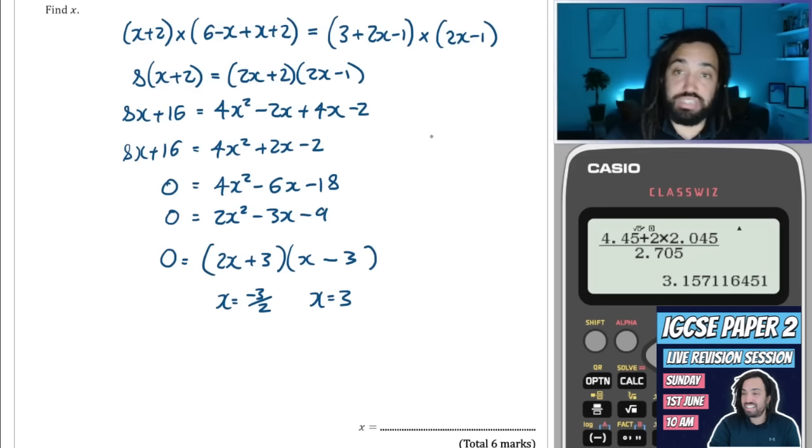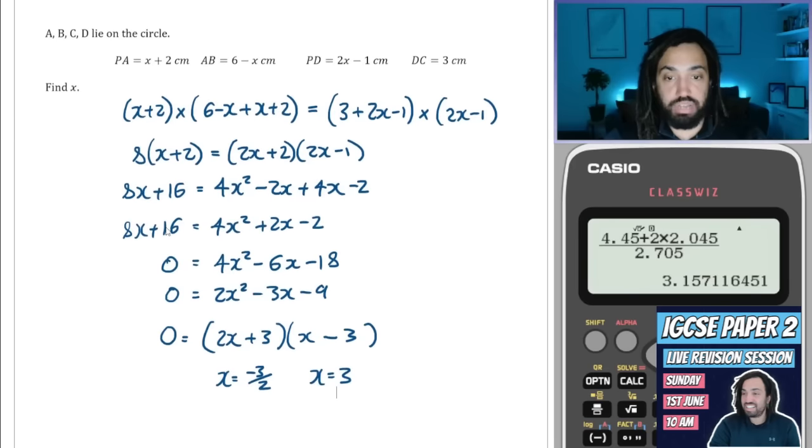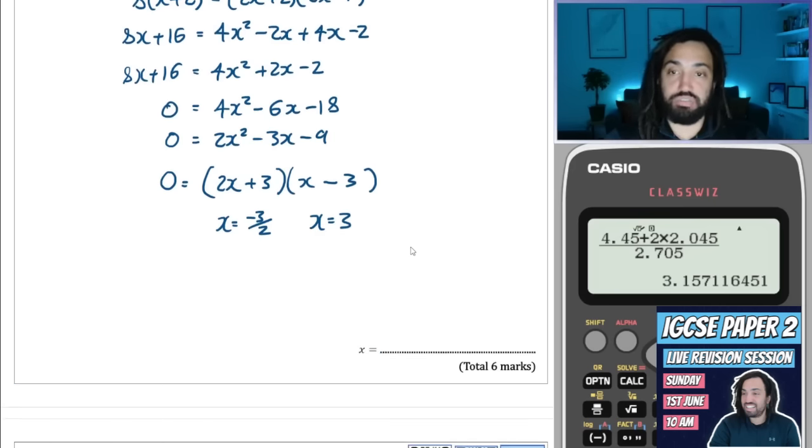Now we've got that non-negativity constraint as well. All of these distances must be greater than 0. So that means that we can't have minus 3 over 2, because then this one here would be negative, which we're not allowed. So therefore we have to reject that solution, and this is the only correct solution.